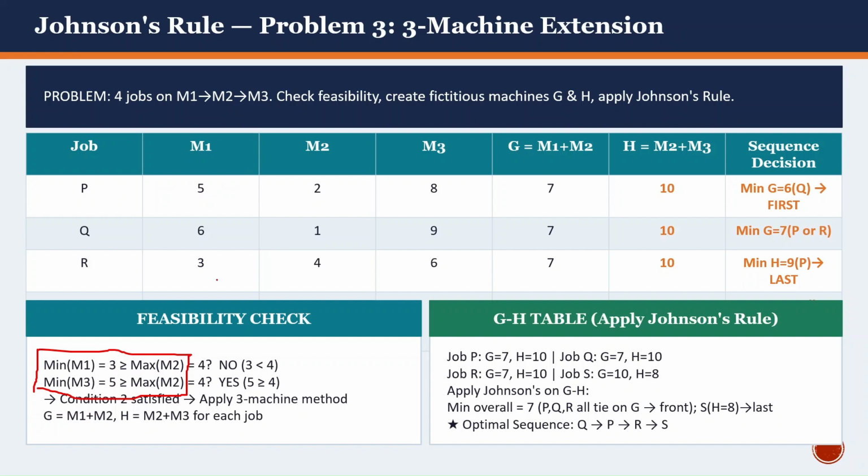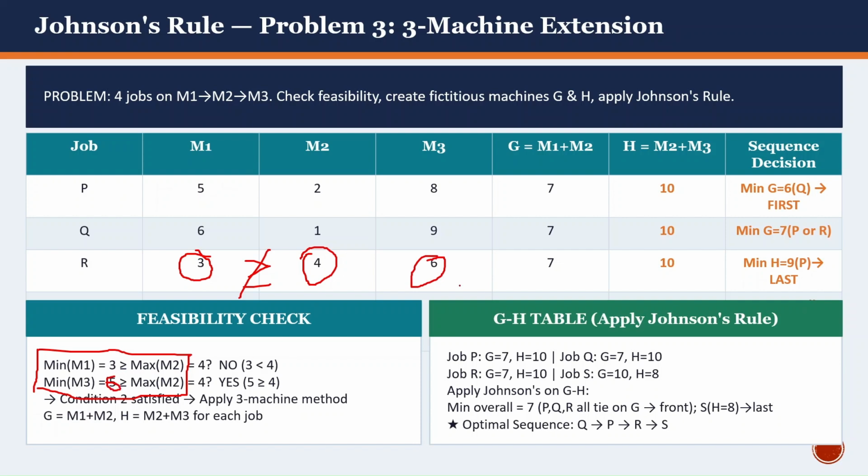Now, first of all, let us check the feasibility. Minimum of M1: what is the minimum value of M1? The minimum value of M1 is 3. Then check the maximum of M2. The maximum of M2 is observed as 4. Is it greater? No, so this condition is not satisfied. Let us check the next. On the M3 machine, what is the minimum value? The minimum value observed is 6. Sorry, there is a typo. So this is 6.